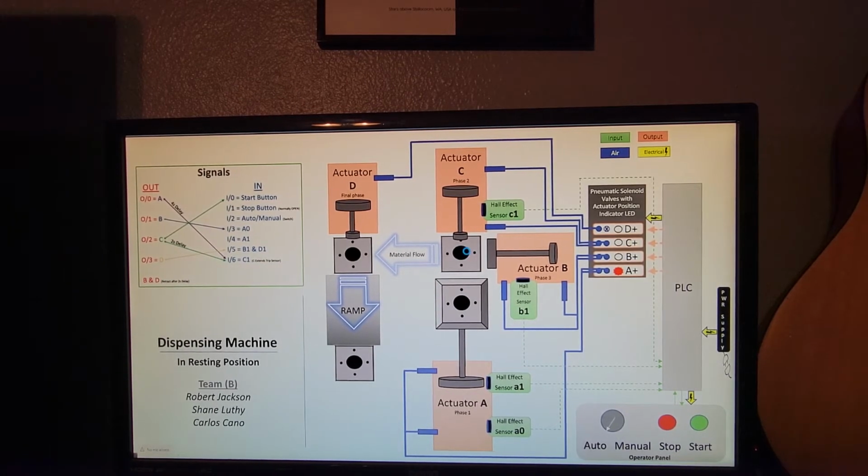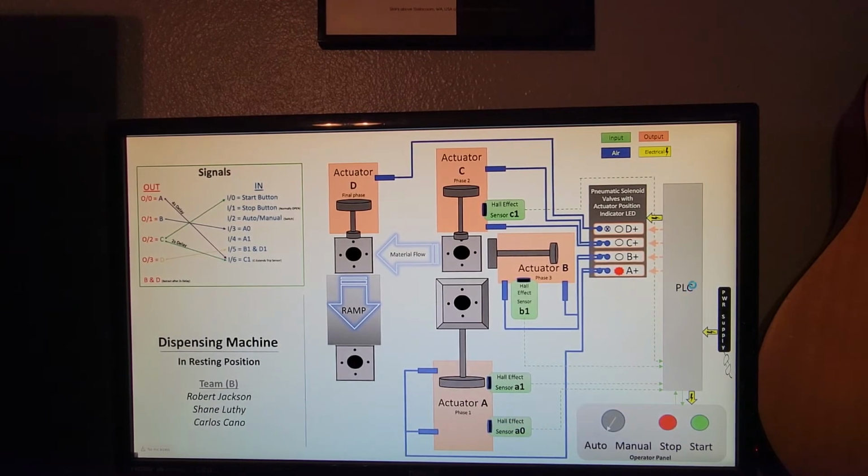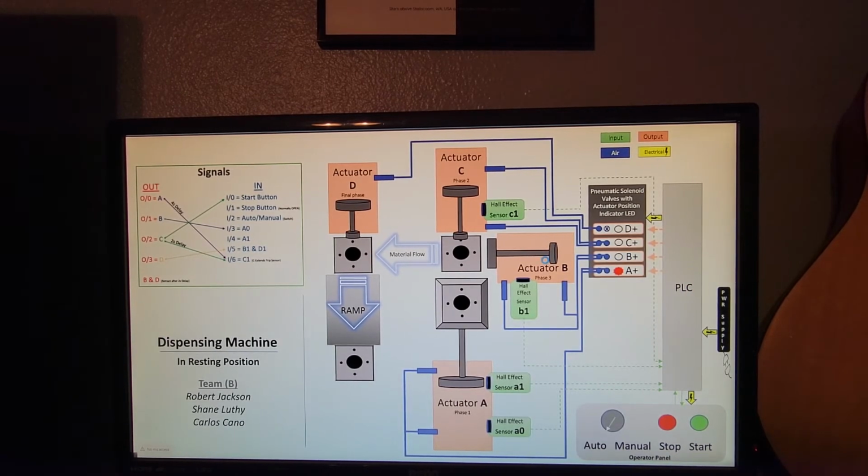It presses down, and once it presses down, it sets off this sensor, and this sensor goes into the PLC and then has both actuator C and actuator A retract. Once actuator A and C are retracted, it sets off the Hall sensor A1, and A1 then sends a signal to the PLC and then an output to actuator B to extend.